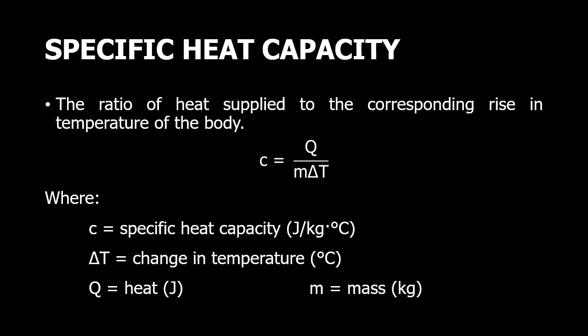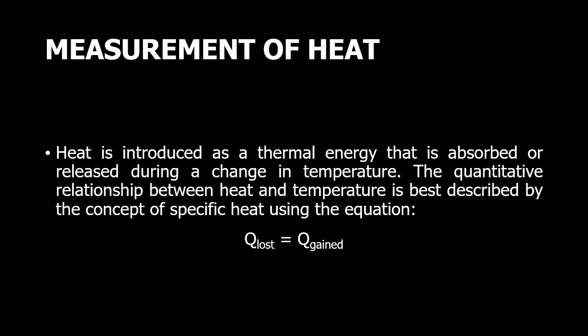As I said earlier, the value of C differs for every given material. We can see from the previous example that water and iron have different specific heat capacity values. Heat is introduced as thermal energy that is absorbed or released during a change in temperature. The quantitative relationship between heat and temperature is best described by the concept of specific heat using this equation.